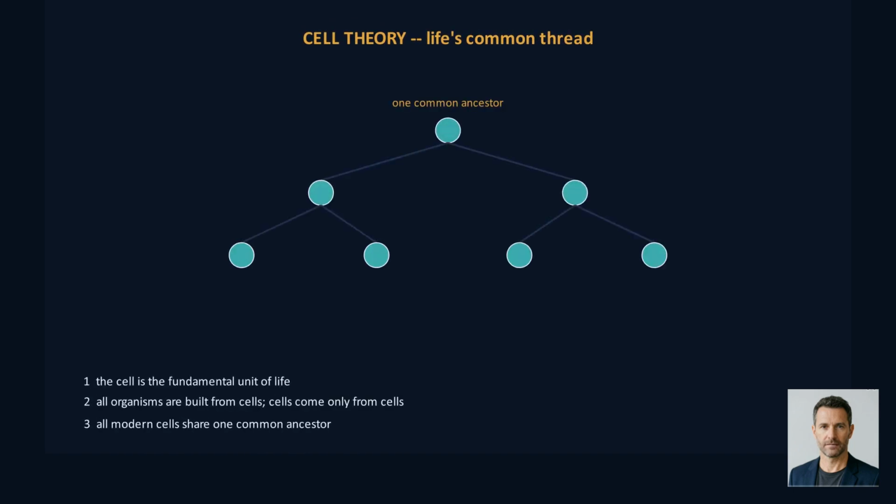That is no accident, and it brings us to one of biology's foundational ideas, cell theory. It makes 4 claims. First, the cell is the fundamental unit of life. Second, every living organism, from a bacterium to a blue whale, is built from one or more cells. Third, cells do not arise from nothing, every cell comes from a pre-existing cell. And fourth, all modern cells trace back to a single common ancestor.